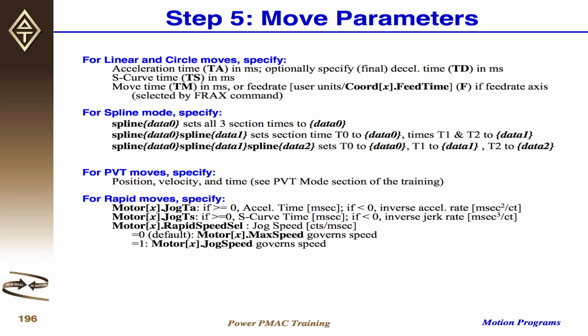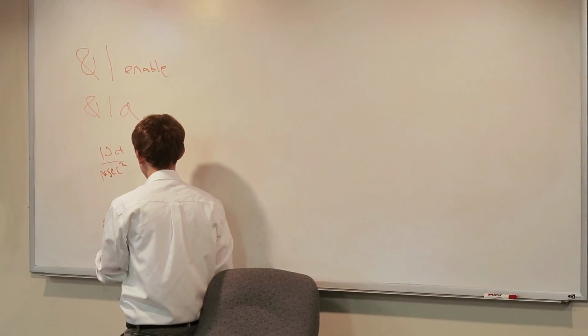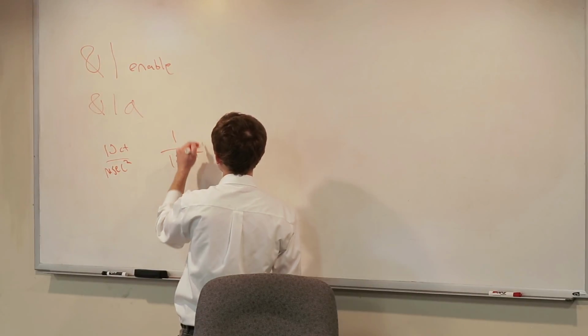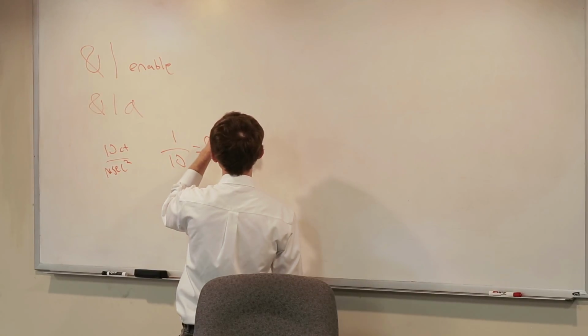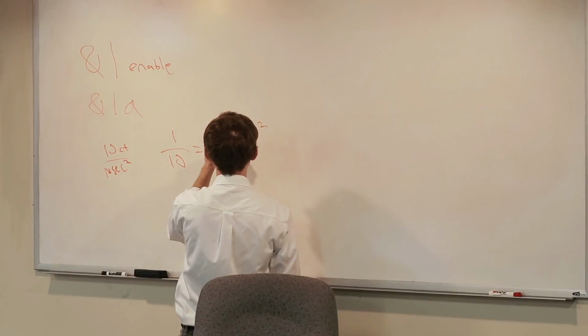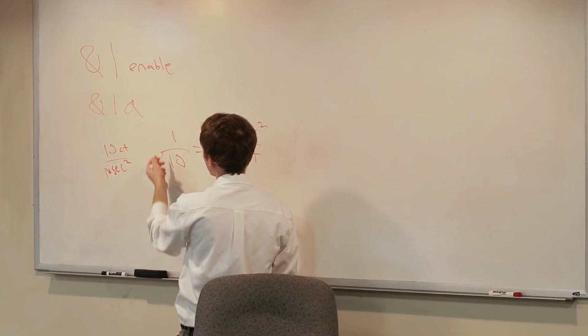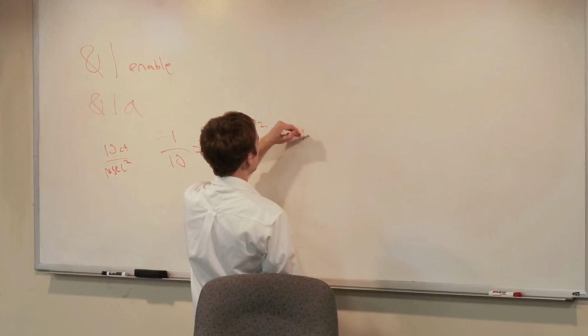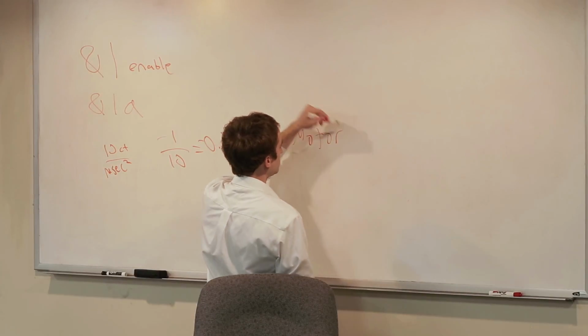So if I want to accelerate at 10 counts per millisecond squared, I would invert this. You get milliseconds squared per count. And then you add a negative sign. And that's what you write to your jog TA.